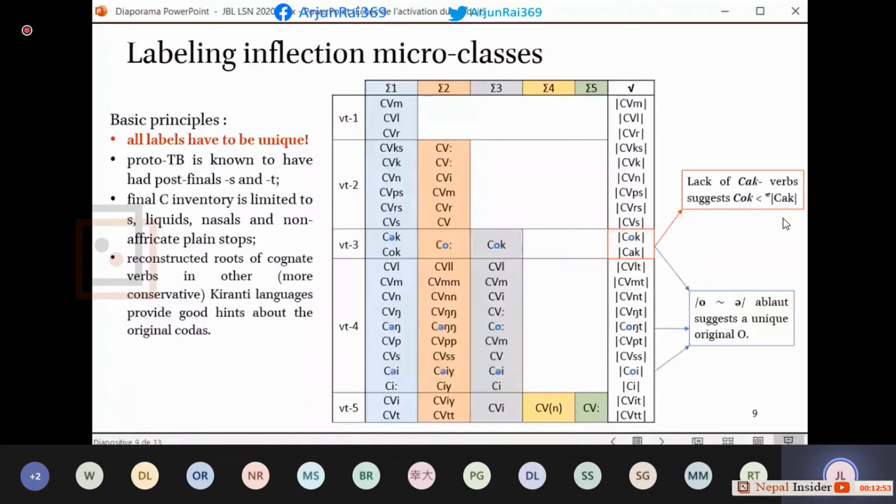But we can assume, nonetheless, that the radicals where the final consonant shows gemination in some paradigm cells descend from roots with post-final T. And this assumption is grounded in many cases in external data as well, just like the issue I've just mentioned regarding the ok or ak verbs.